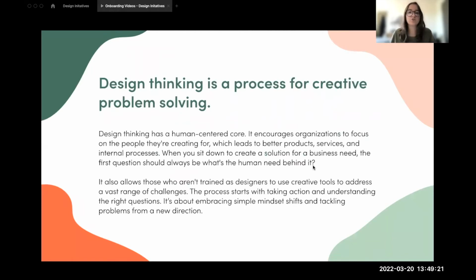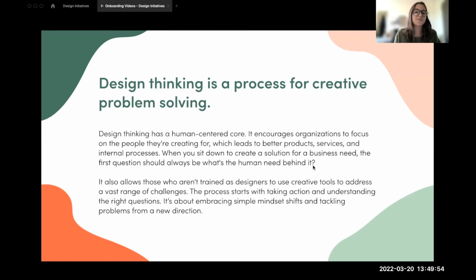Design thinking has a human-centered core. It's important to note that. It encourages organizations to focus on the people they're creating for, which leads to better products, services, and internal processes. When you sit down to create a solution for a business need, the first question should always be, what is the human need behind it? It also allows those who aren't trained as designers to use creative tools to address a vast range of challenges.